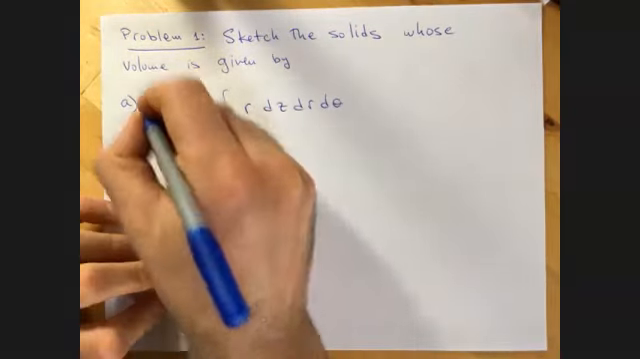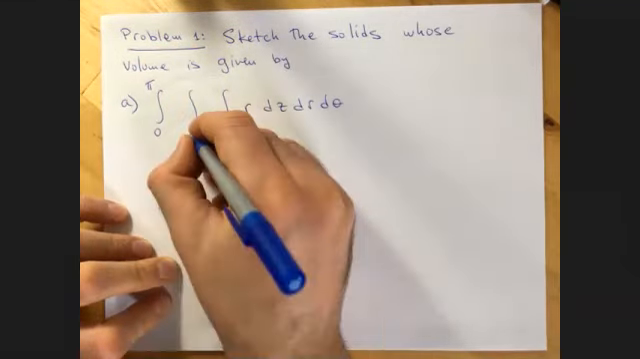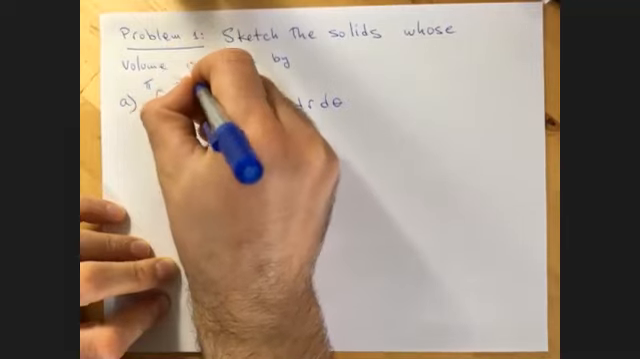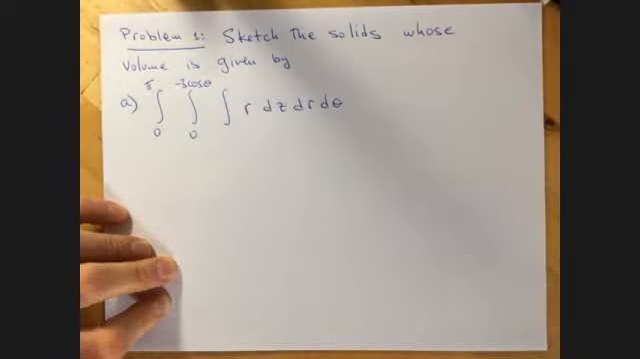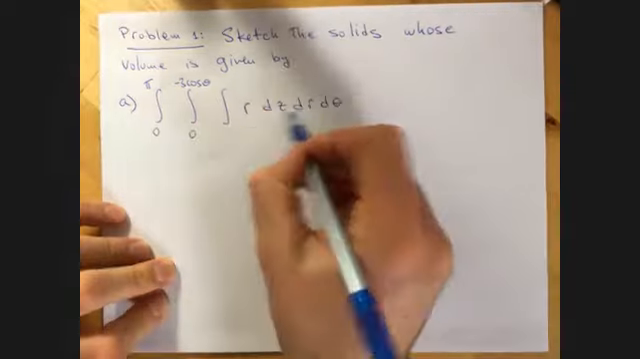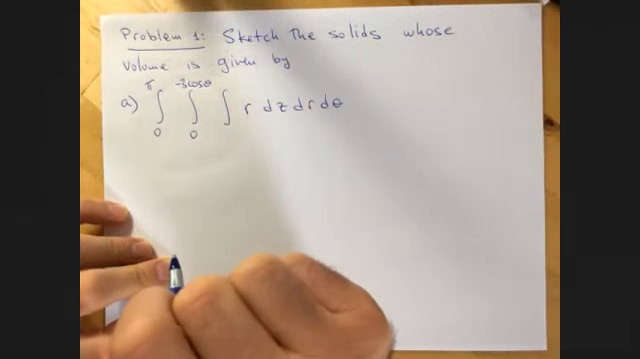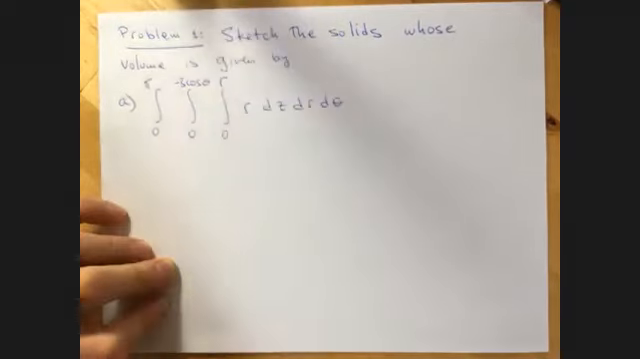Okay, theta goes from 0 to pi. R goes from 0 to -3 cosine of theta. So as you can see, it's a little bit tricky, so we need to solve it quite a bit. We've never seen an example like this where R goes from 0 to -3 cosine of theta, and then Z goes from 0 to R.